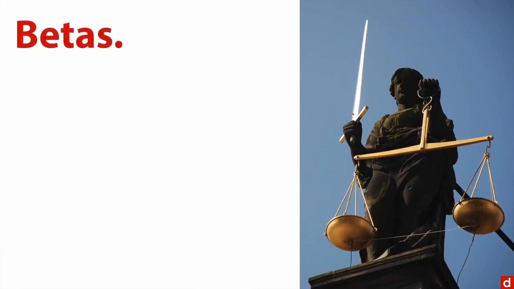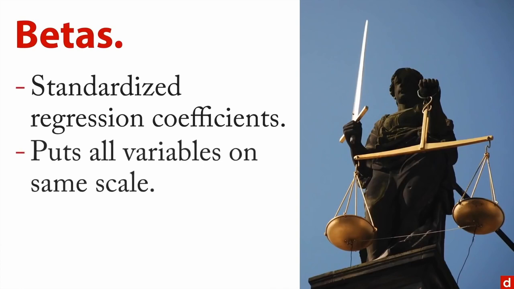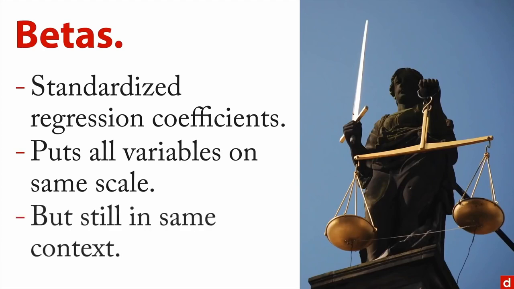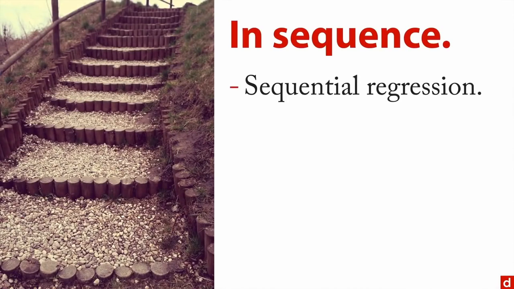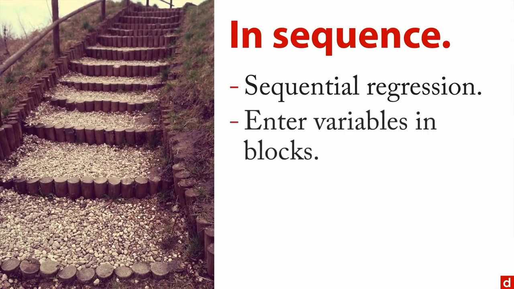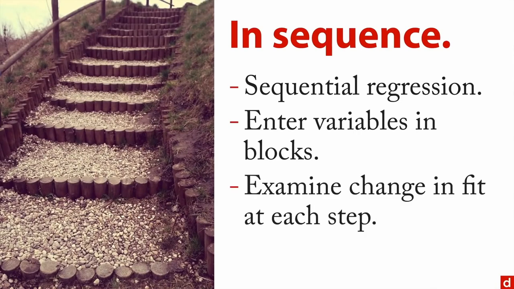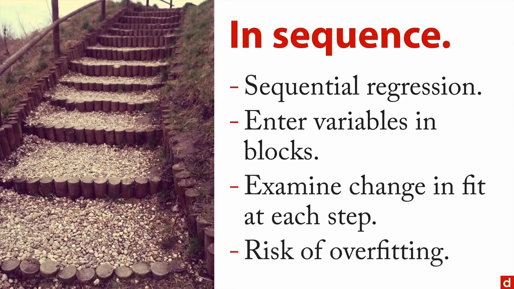Slightly better approach is to use betas or standardized regression coefficients. And this is where you put all the variables on the same scale. So usually standardized from zero and then to either -1, +1 or with a standard deviation of 1. The trick is though, they're still in the same context of each other and you can't really separate them because those coefficients are only valid when you take that group of predictors as a whole. So one way to try to get around that is to do what they call stepwise procedures, where you look at the variables in sequence. There are several versions of sequential regression that allow you to do that. You can put the variables into groups or blocks and enter them in blocks and look at how the equation changes overall. You can examine the change in fit at each step. The problem with a stepwise procedure like this is it dramatically increases the risk of overfitting, which again is a bad thing if you want to generalize your data.